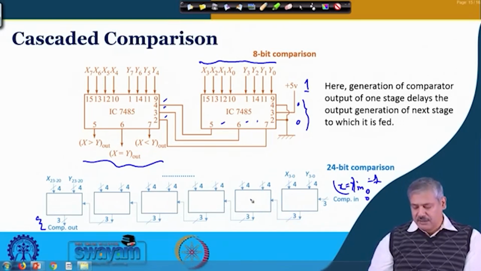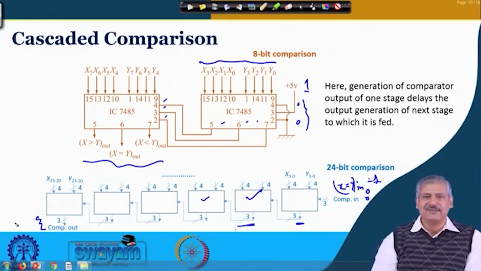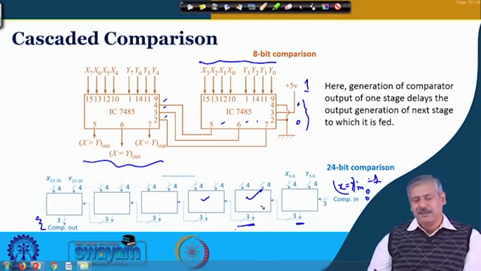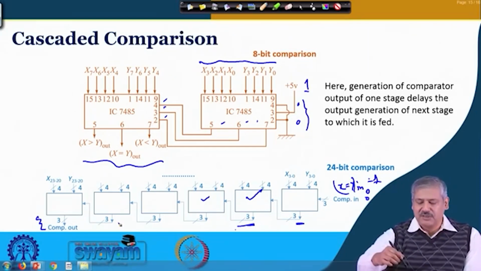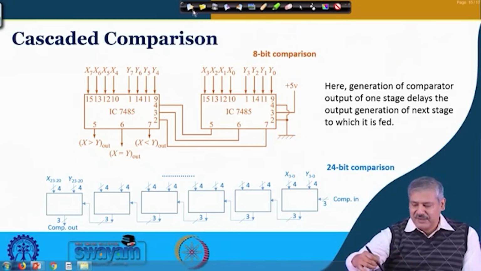So, basically this comparator will wait till the previous comparator generates its output, and this one will wait till that one generates its output. So, that way you see the propagation delay is cumulative in nature. This comparison result will come, but the delay of each of the stages will get added up, which is how it is going to work.